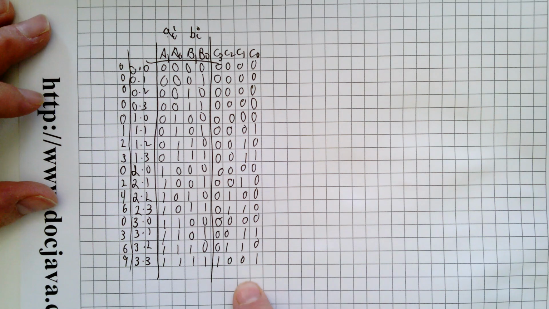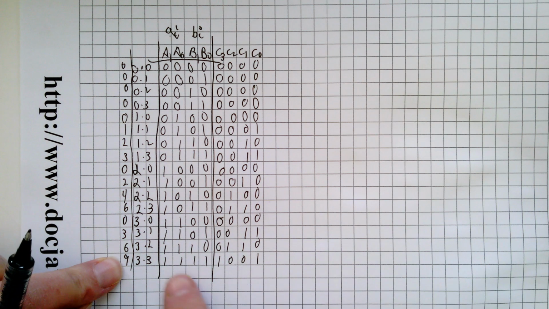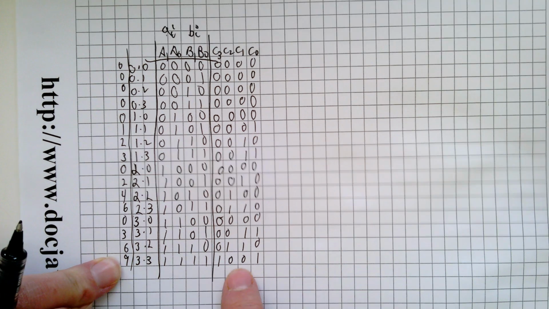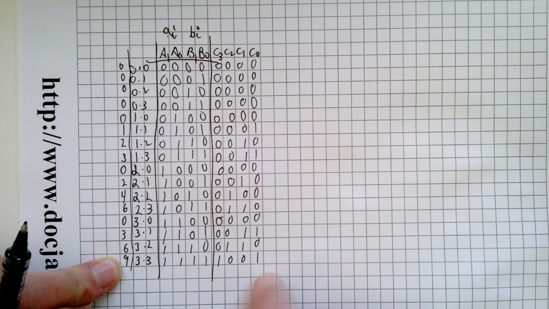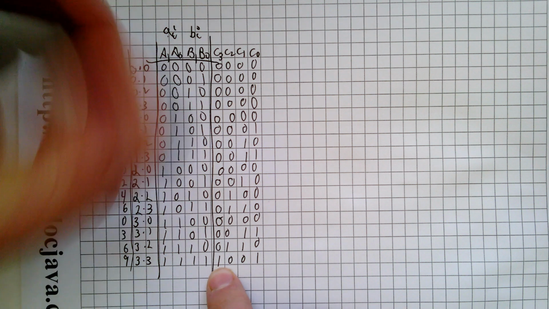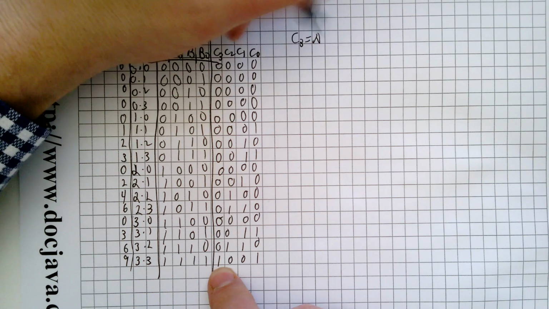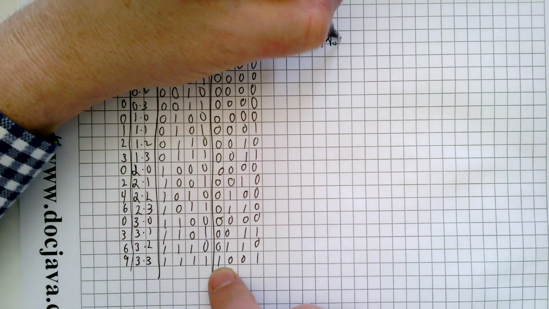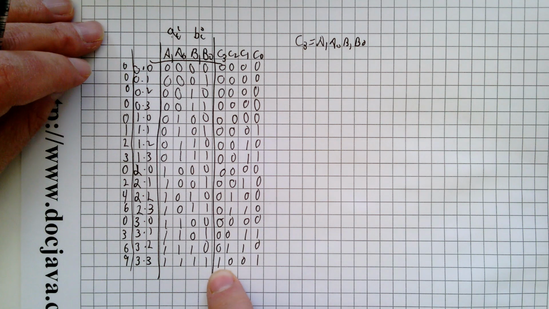So that's the binary version of the answer on the left. And so you can see how that works, right? Because 3 times 3 is 9, and here's the binary version of 9. And this is the truth table for the multiplier. Right? And one of the things that you can see, for example, is that C3 is equal to A1, A0, B1, B0. Right? You can just do that by inspection.